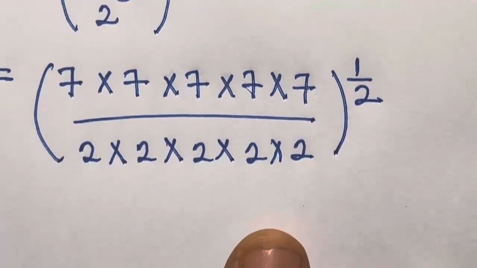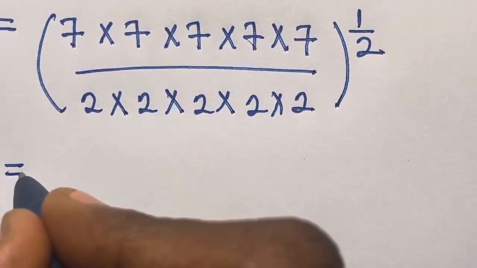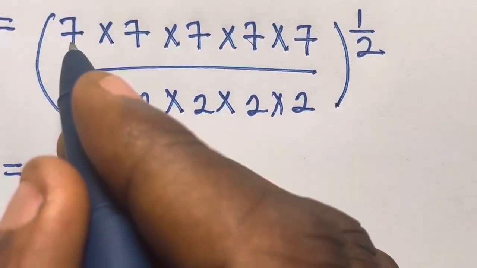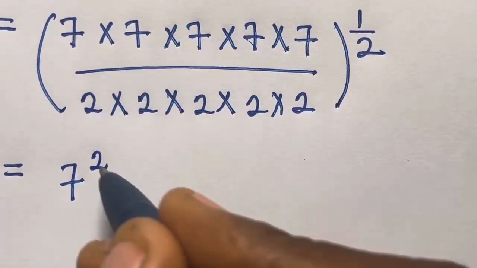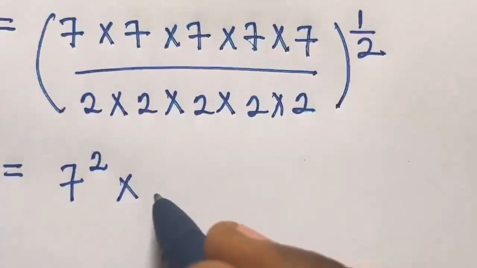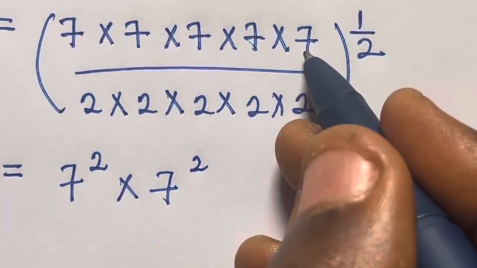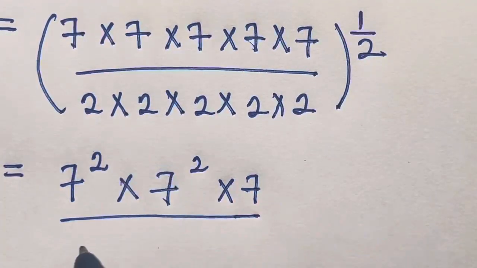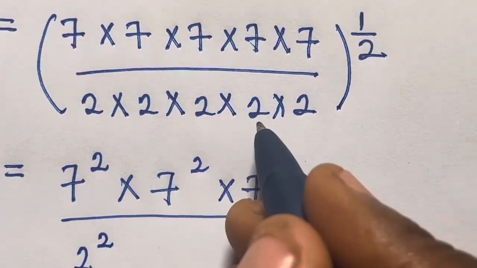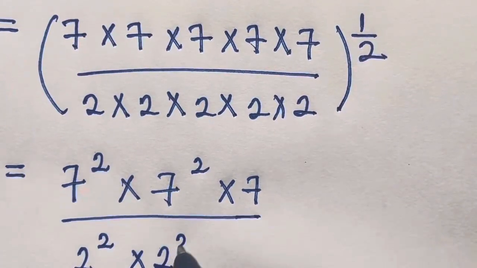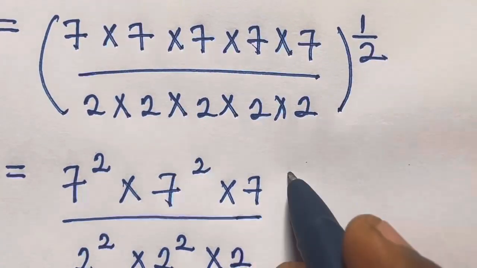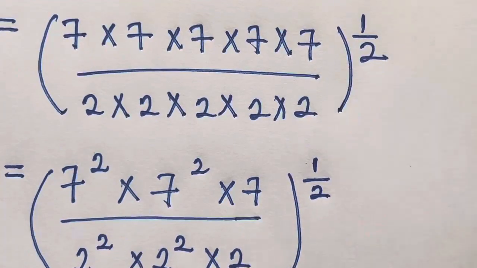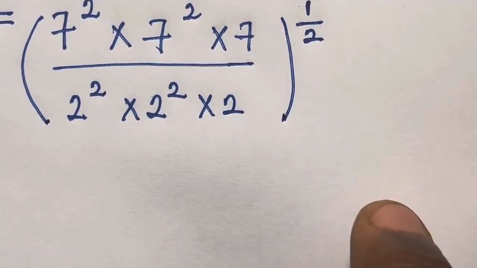So from here, we can express this differently. 7 times 7 will give us 7 squared, times another 7 times 7 which gives us 7 squared, so we are left with 7 here. Also here we have 2 times 2 giving 2 squared, 2 times 2 giving 2 squared, then we have times 2. The numerator and denominator are raised to the power 1/2, right?